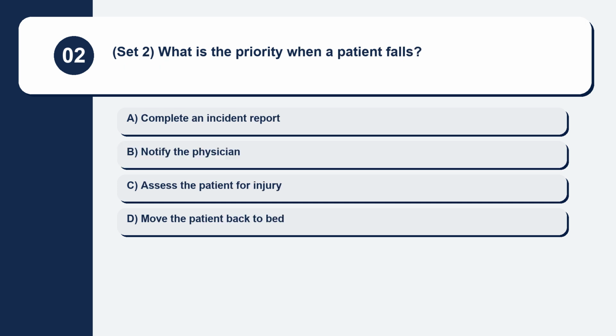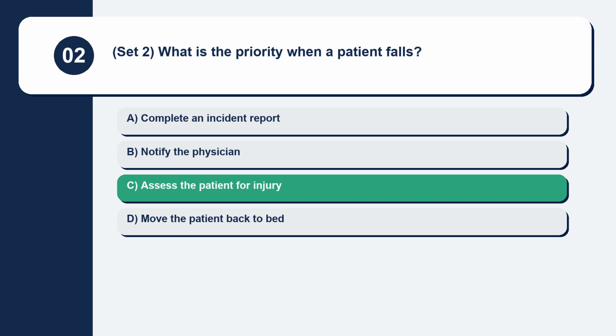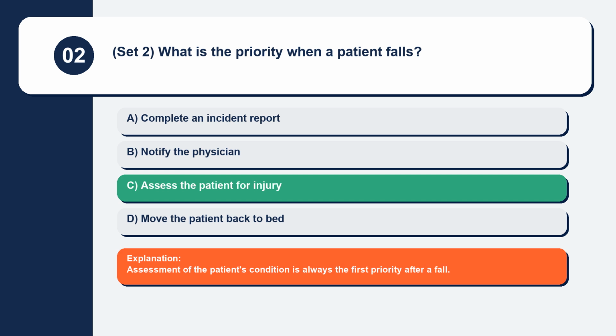Question 2. Set 2. What is the priority when a patient falls? Complete an incident report. Notify the physician. Assess the patient for injury. Move the patient back to bed. Assessment of the patient's condition is always the first priority after a fall.